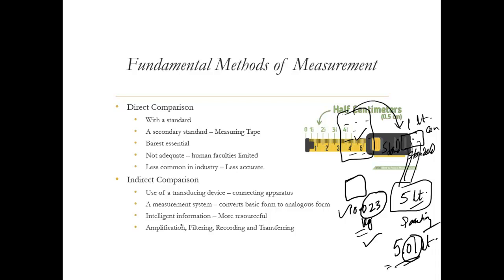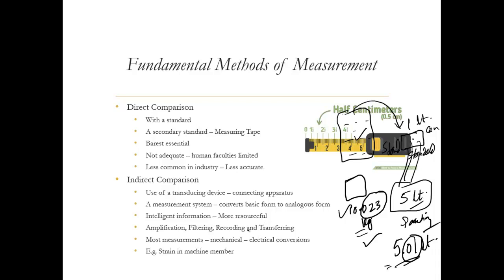But in these cases, we need amplification, filtering, recording, and transferring. We'll see these things later on. The information that we get from the instruments may not be something we can use directly. We need to amplify those signals, filter them, record them, or transfer them to take a particular decision based on them. Most measurements that we take are mechanical or electrical, but we can have mechanical to electrical conversion.